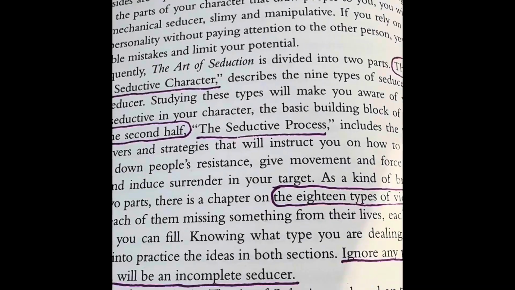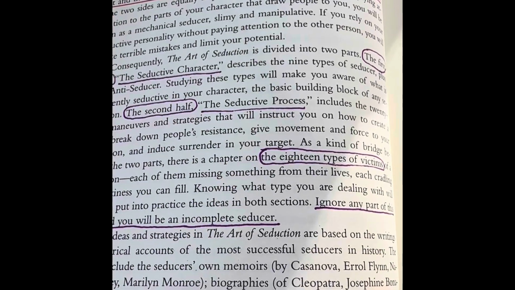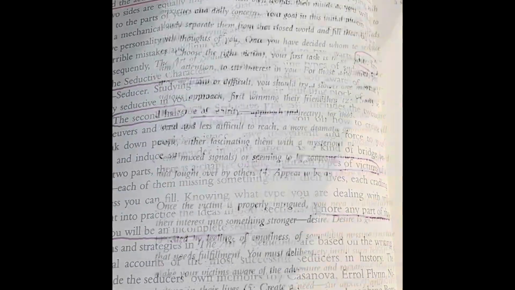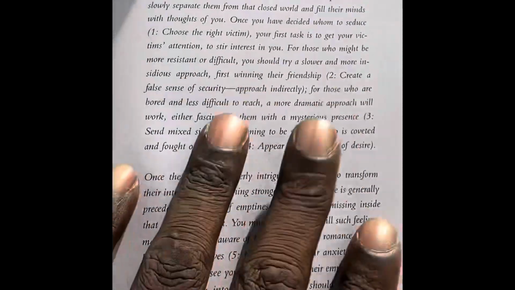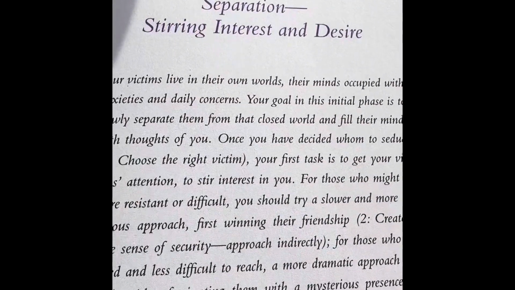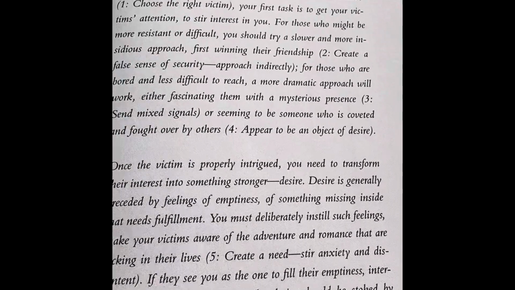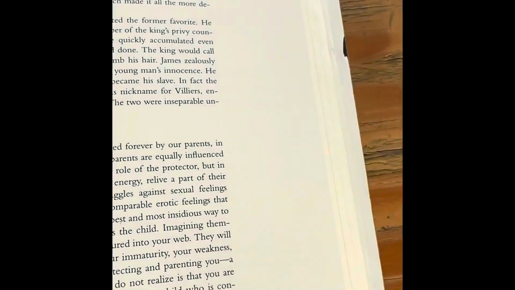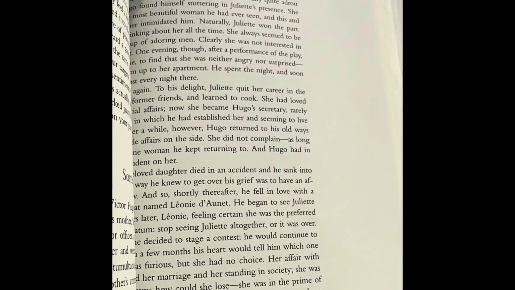The second half, the seductive process, is very important as well, because in the seductive process, there are the 24 arts of seduction. But these 24 arts of seduction are separated by phases. For example, Phase 1, separation, stirring interest and desire. So this whole Phase 1 of the 24 is going to be based on separation, stirring interest and desire. This is how you literally start any seduction. But if you do not know about Phase 1, it makes no sense trying to go to the other phases and put those into play because you have not completed Phase 1 as a seducer.